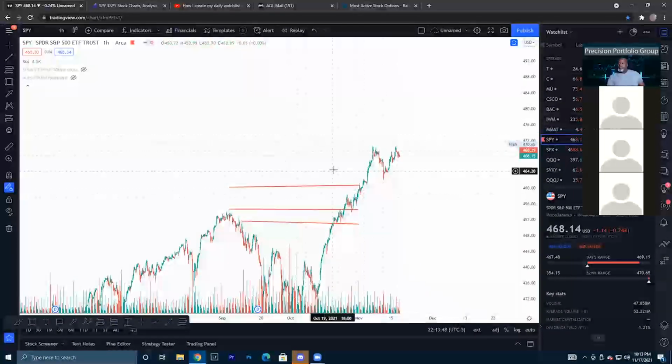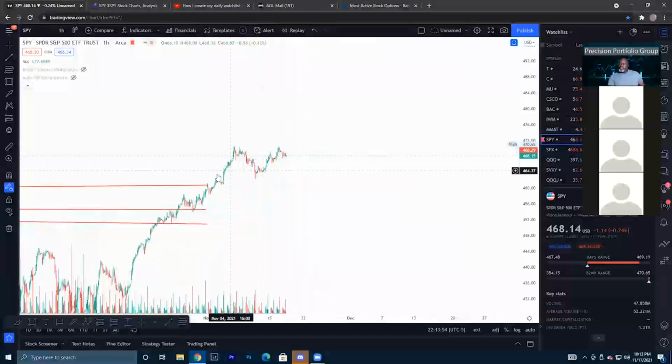You just got to keep looking at the charts and figuring them out, practicing them. You just look at the previous levels, and then you set up your support and resistance. Don't set up your support and resistance yet until you spot that previous level.